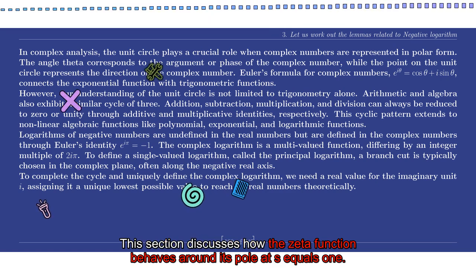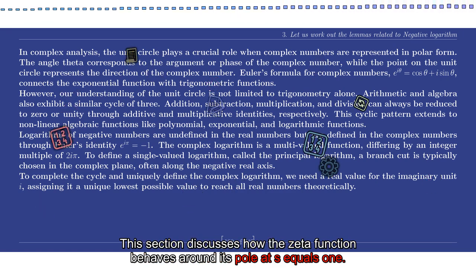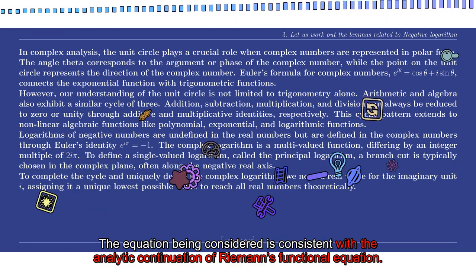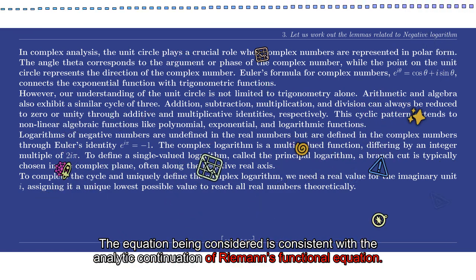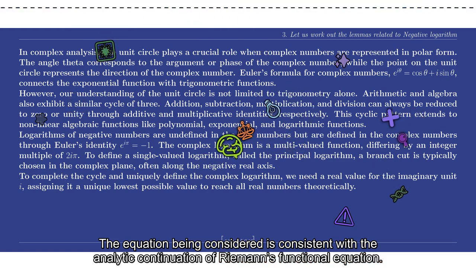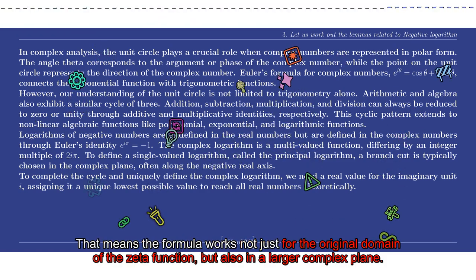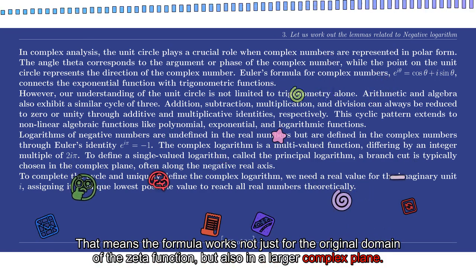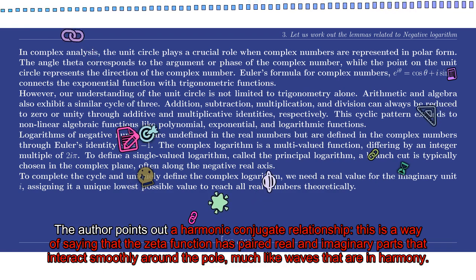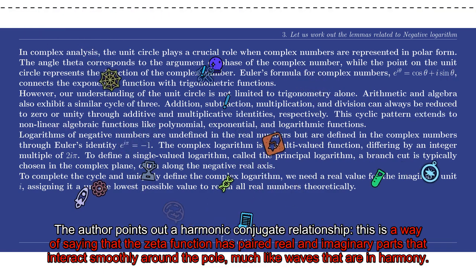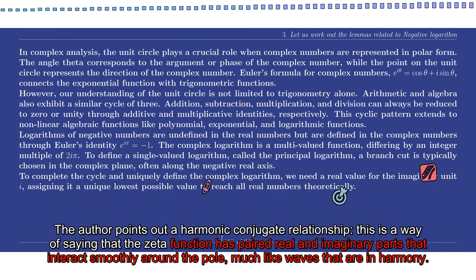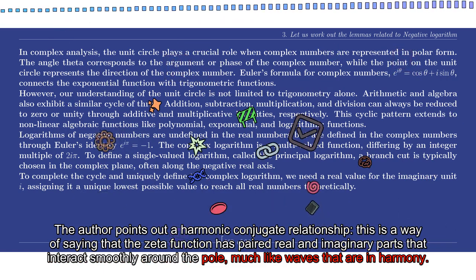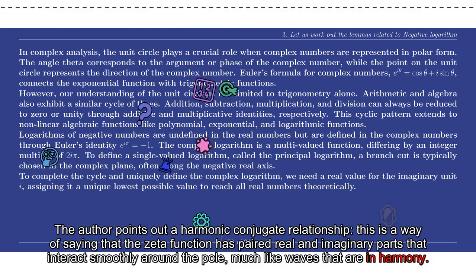This section discusses how the zeta function behaves around its pole at s equals 1. The equation being considered is consistent with the analytic continuation of Riemann's functional equation. That means the formula works not just for the original domain of the zeta function, but also in a larger complex plane. The author points out a harmonic conjugate relationship. This is a way of saying that the zeta function has paired real and imaginary parts that interact smoothly around the pole, much like waves that are in harmony.